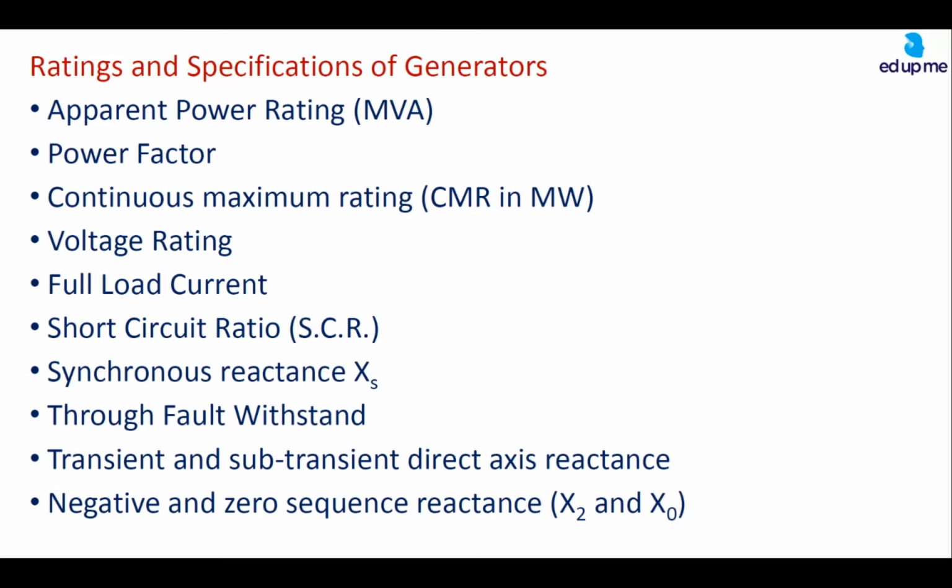Short circuit ratio, synchronous reactance, usually quite large, because the fault current in steady state is half the rated current. Synchronous reactance of a large generator is to the tune of 200 to 225%. Through fault withstand, transient and subtransient direct axis reactances, negative sequence and zero sequence reactance. All these you have to specify. I want such a generator.